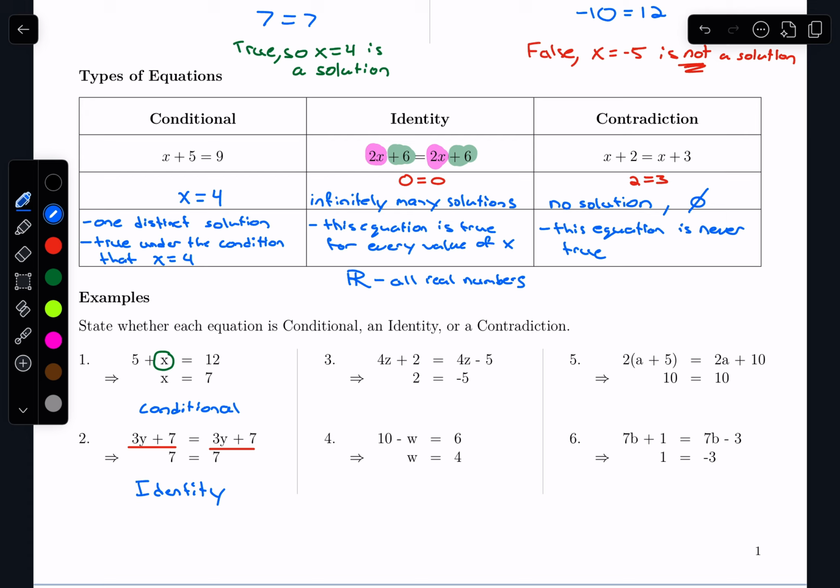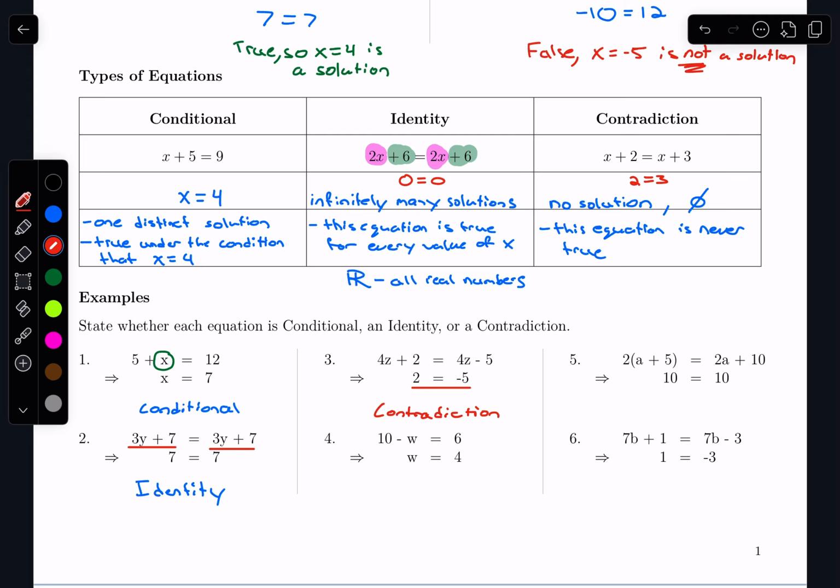Number 3 down there, we have 4z plus 2 equals 4z minus 5. If we try to solve that, we're going to get 2 equals negative 5. Notice that that is not true. 2 does not equal negative 5. That is false, and more specifically, that is a contradiction. So this equation has no solution.